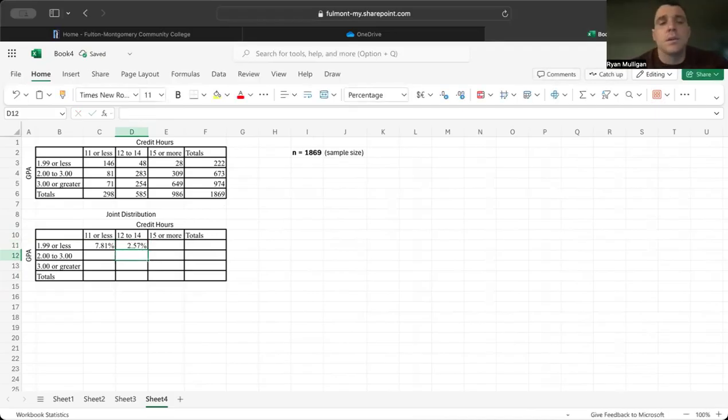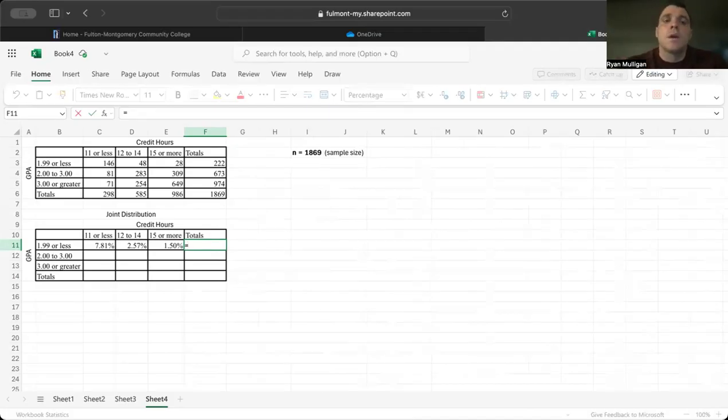And it's automatically going to put that in as a percentage. Okay. And then I'm just going to keep doing this for the rest of the table. I also do this for the marginal frequencies, but do know that if I add up across the row, it will be the same thing as if I take 222 and divide by 1869. Okay, so you can see that number is 11.88.